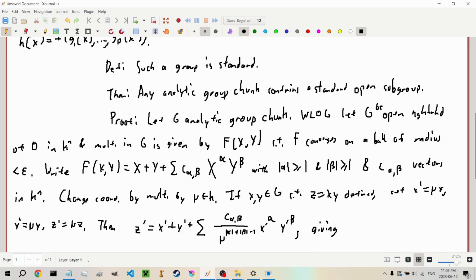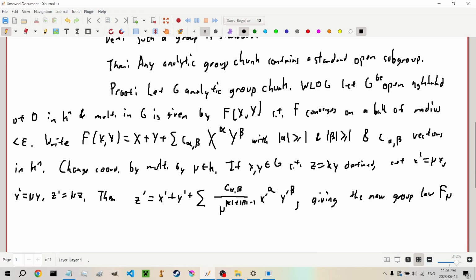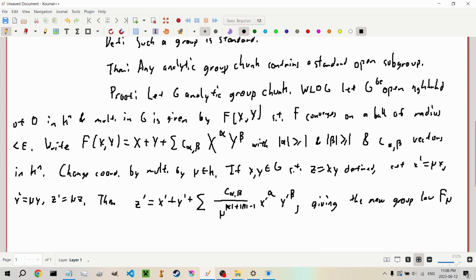Giving the new group law f mu, with coefficients of this, written in this order so I can make sure I have enough room, of our coefficient c alpha beta over mu to the size of alpha plus the size of beta minus 1.